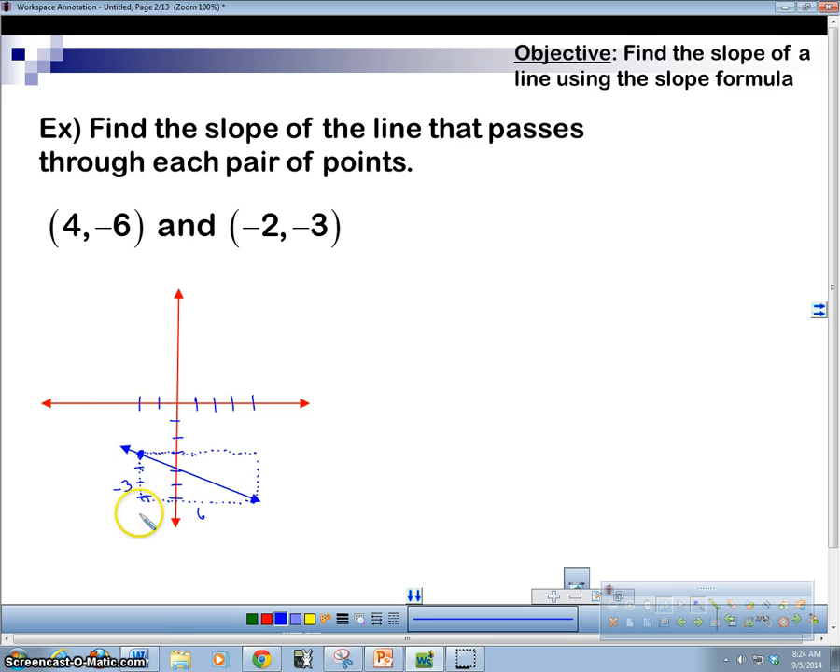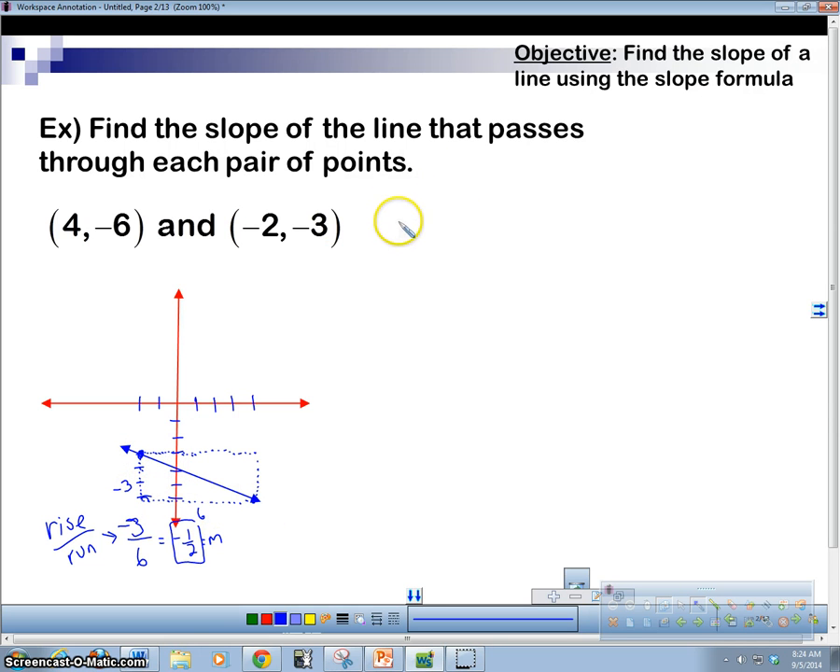So using the idea of rise over run, I would put -3 over the run, which was 6, which would give me a slope of -1/2. Okay, and this would be my slope. So I can see this visually on my graph, what that slope means in terms of the rise and run, if I just count the spaces.